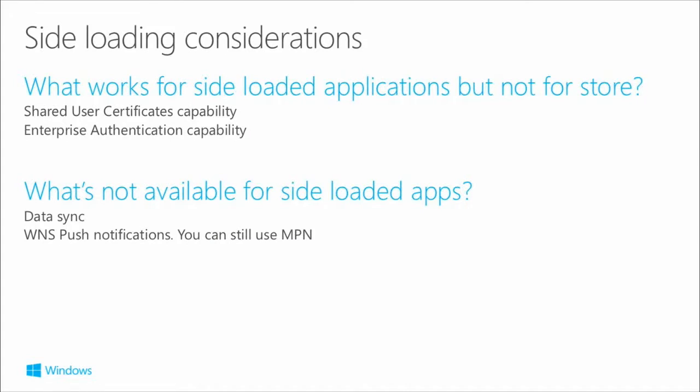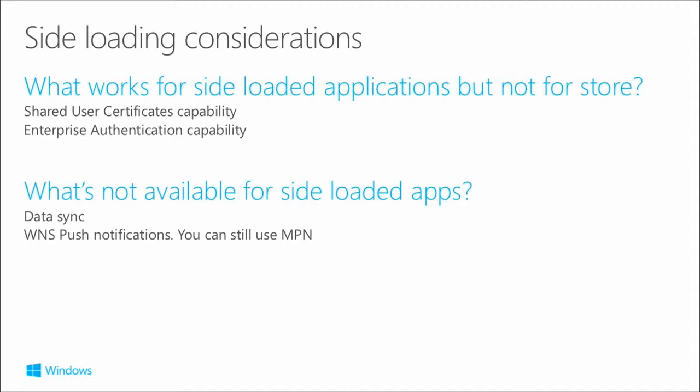So there are some considerations when you do side loading. When you want to use shared user certificates or enterprise authentication, you would need to use side loading. You can't go through the store. But there are things which are not working when you side load apps, for example, data synchronization. So you can sync your settings between different devices. Or the data roaming, yeah. The data roaming won't work for side loaded apps.